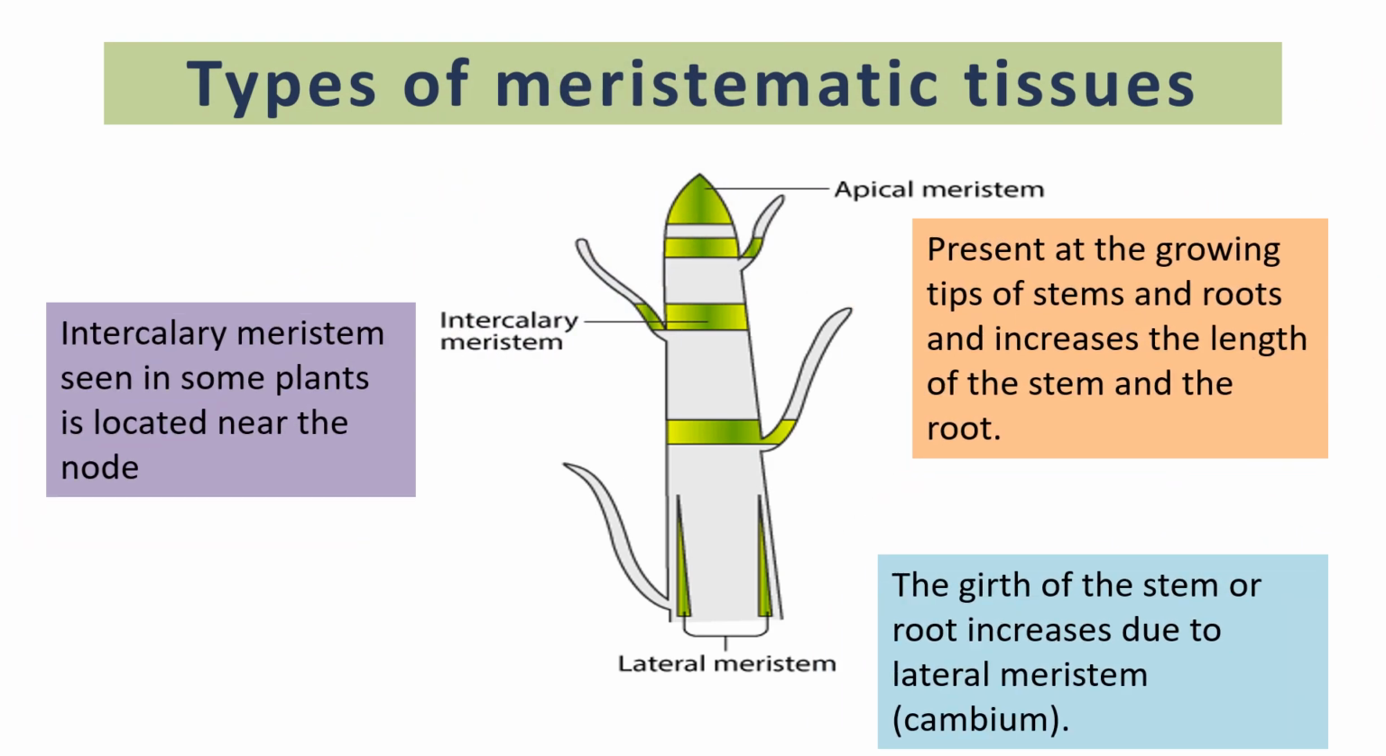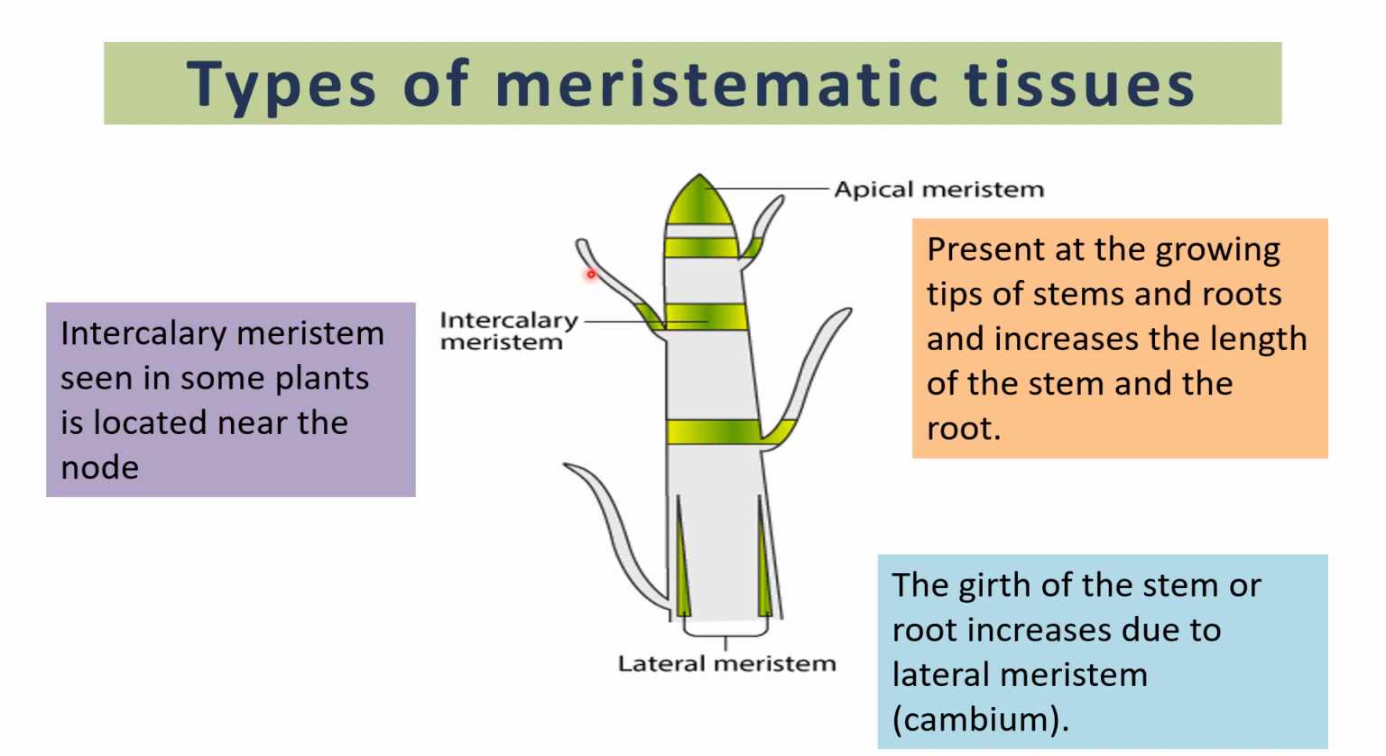These are the three types of meristematic tissue on the basis of where they are located. The first one is apical meristem, which is present at the growing tip of roots and stems. So growth and division in the apical meristematic tissue is supposed to increase the length of stem and length of root.